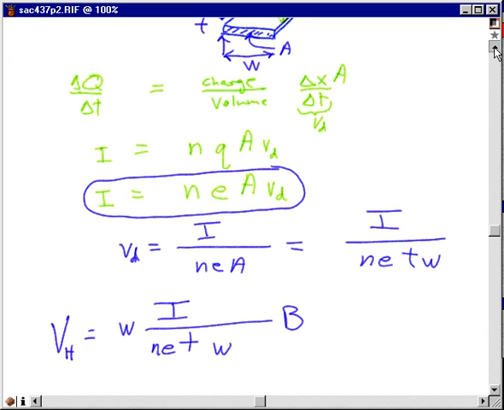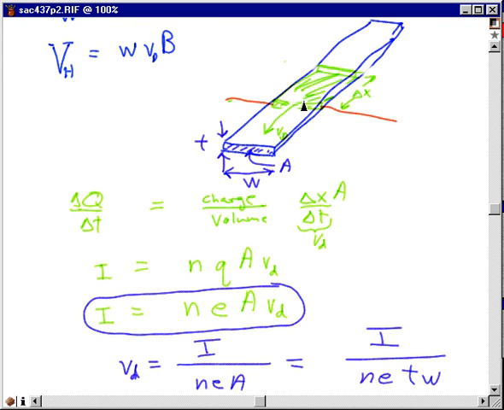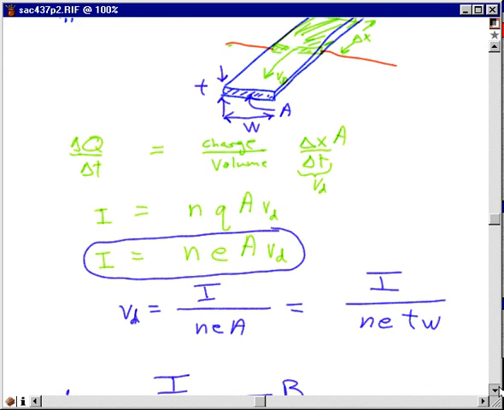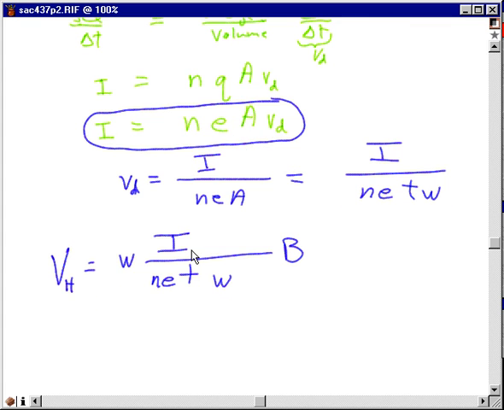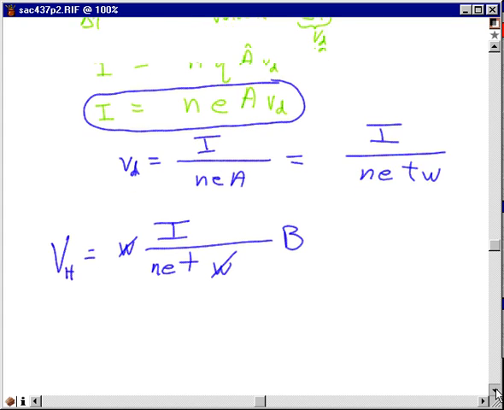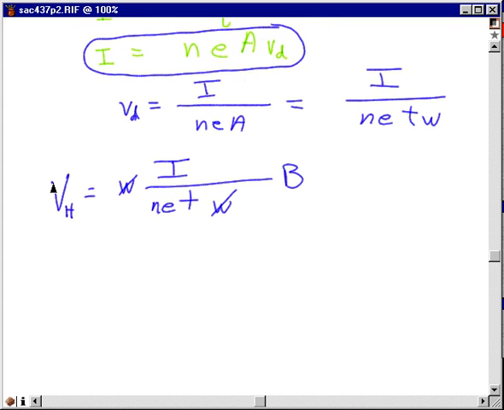It's actually the component of B that's perpendicular to the strip, which in this case would be in the vertical direction, but in this problem the entire magnetic field is perpendicular to the strip. It's all vertical. So this is what we got. The Hall potential is the current divided by NET, where N is the number of charge carriers per volume, number of free electrons per volume, times the charge on one electron, times the thickness of the strip. And then this is the current in the strip, and this is the magnetic field.